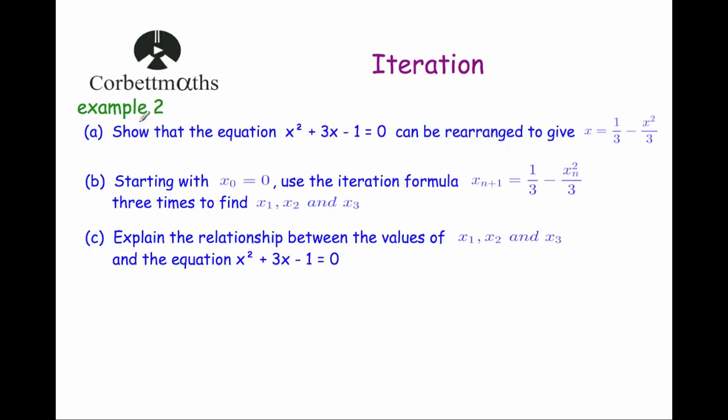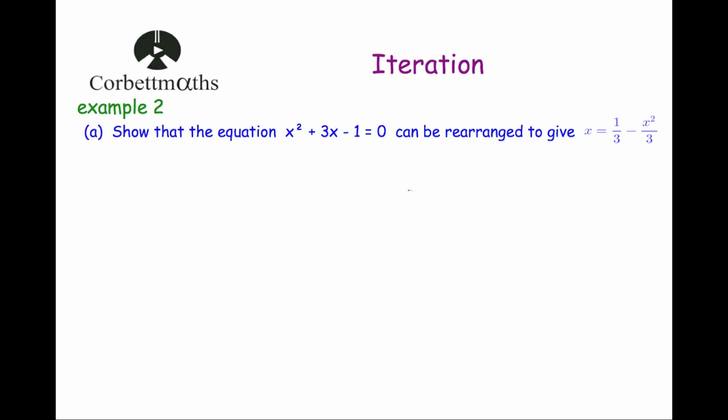So, example number 2. Example number 2 says, show that the equation x squared plus 3x minus 1 equals 0 can be rearranged to give x equals a third minus x squared over 3. Part B, we're then going to start with x0 equals 0, and we're going to use the iteration formula to work out x1, x2, and x3. And then finally, we've got to explain the relationships between the values of x1, x2, and x3 and the original equation x squared plus 3x minus 1 equals 0.